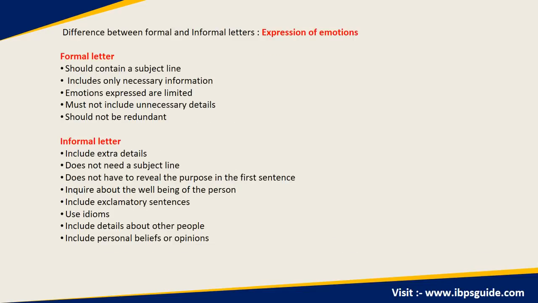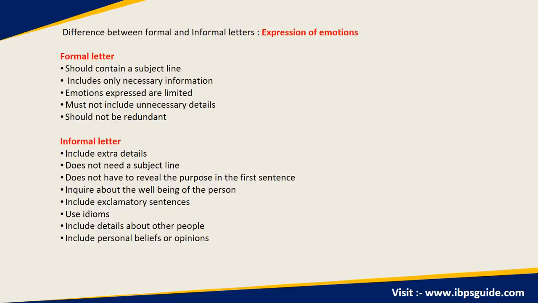Okay, so let's take a look at the differences between formal letters and informal letters. The main difference between formal and informal letters is the way you express yourself, the way you express emotions. So let's take a look at all the differences. So in a formal letter, you have to have a subject line, and you can only include necessary information. Emotions expressed have to be limited. You cannot include unnecessary details, and you should not be redundant. Redundant means repetitive. You can't say the same thing over and over again.